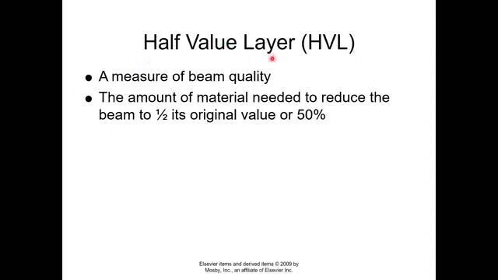Half value layer, or your HVL. That's a measurement of beam quality, which if you have your 2 columns, should be in your kVp column. Your half value layer is the amount of material needed to reduce your beam to 1/2 its original value, or 50%.